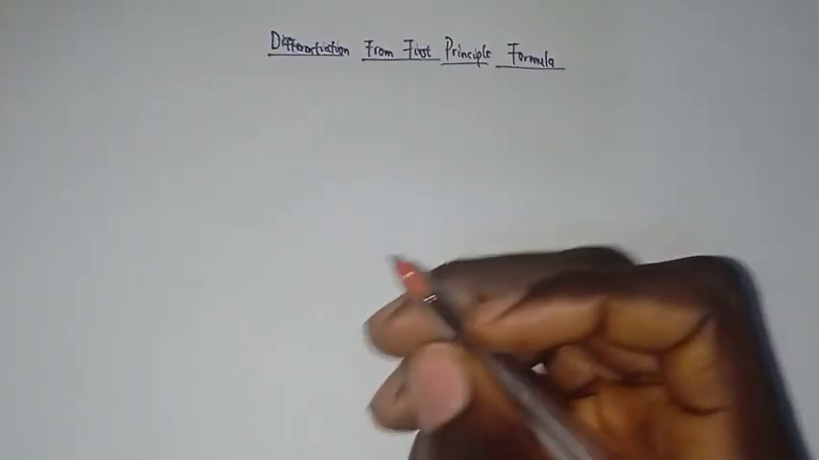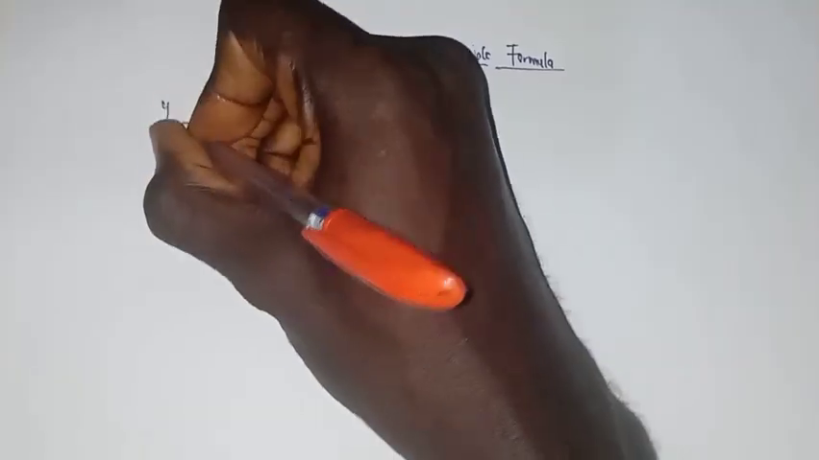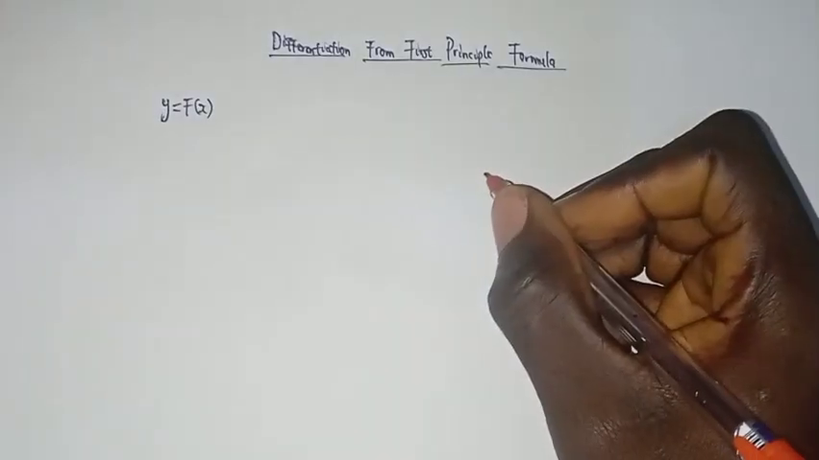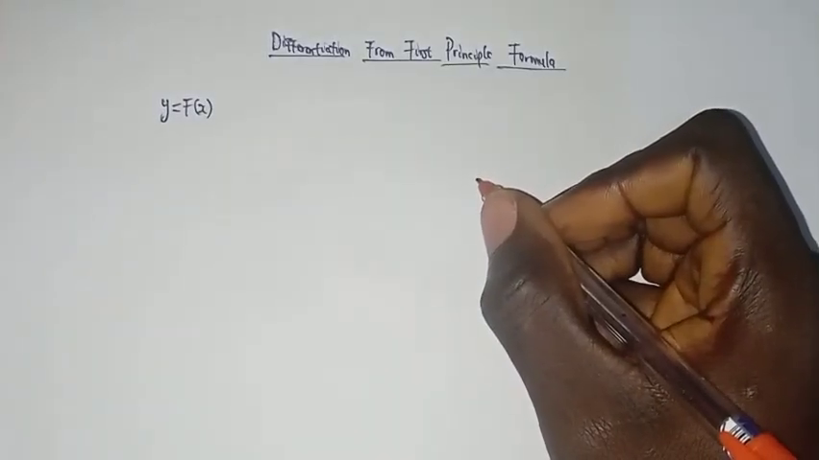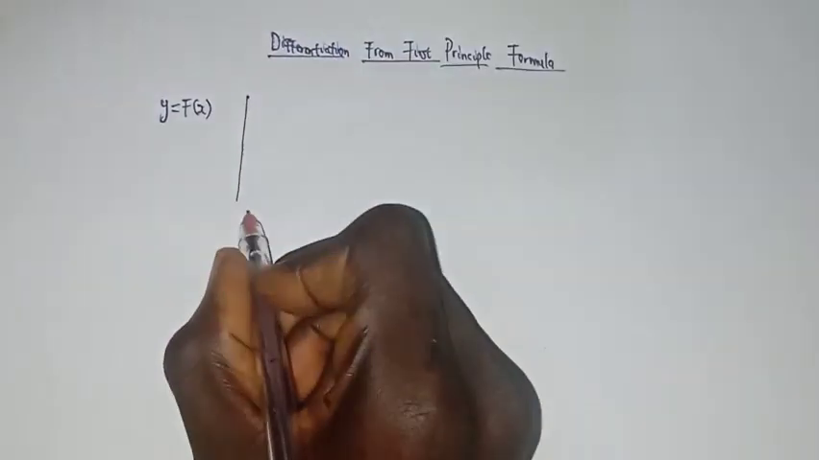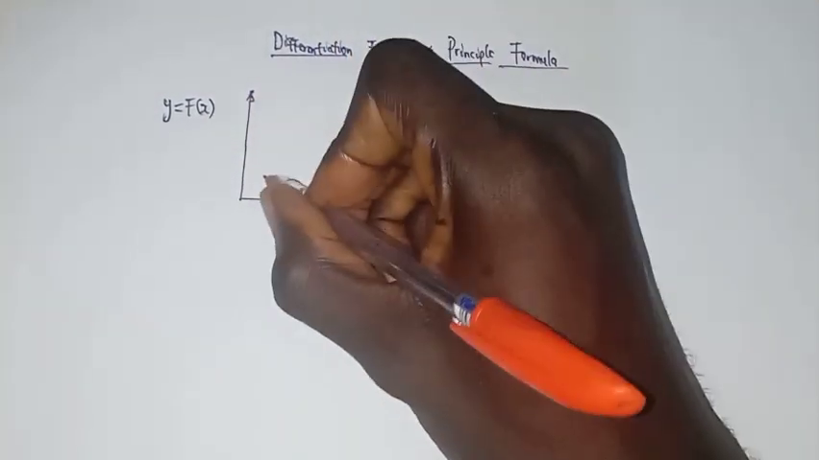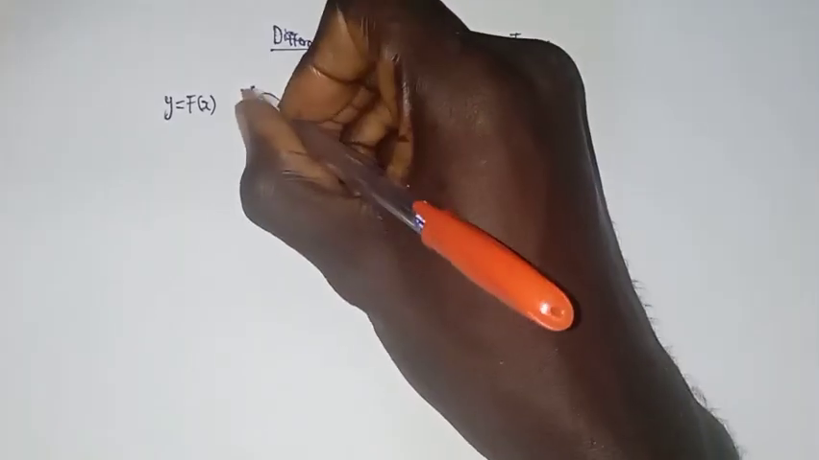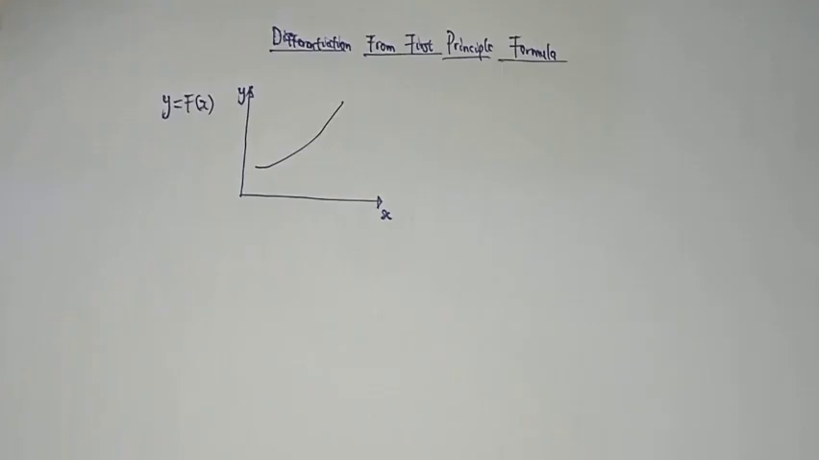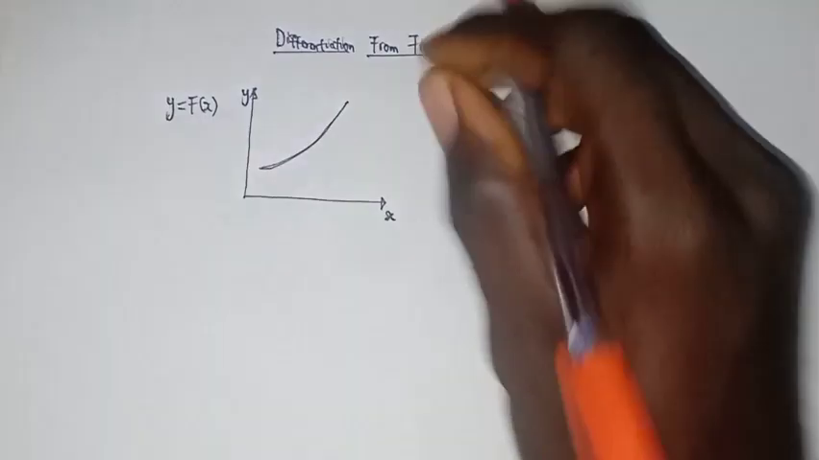Okay, so let's say we have a function or an equation y equals f of x, right? And now let's say this function or equation can be represented graphically as this. Let's call this axis y, and then let's call this axis x. Now, before I go further, one thing we need to take note of is this.